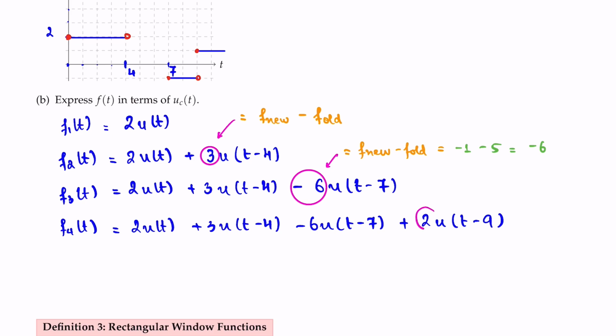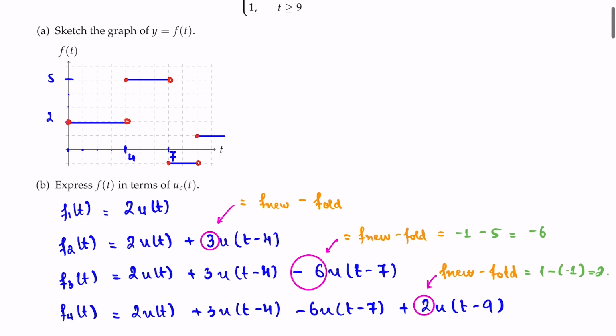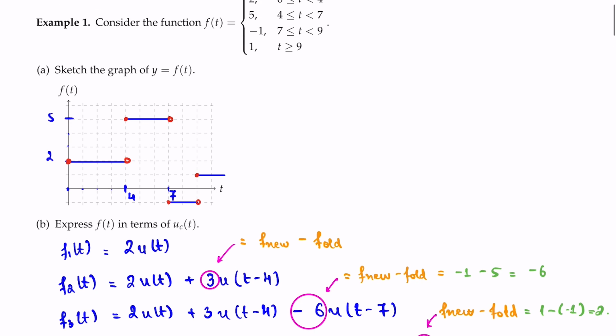Or again, you can consider this as the formula of f new minus f old, and the new function is +1 minus the old function is -1. So 1 minus -1 gives you 2. So that's why you have the coefficient 2. And this is the function that you're looking for, right? To represent the piecewise defined function that we have here.